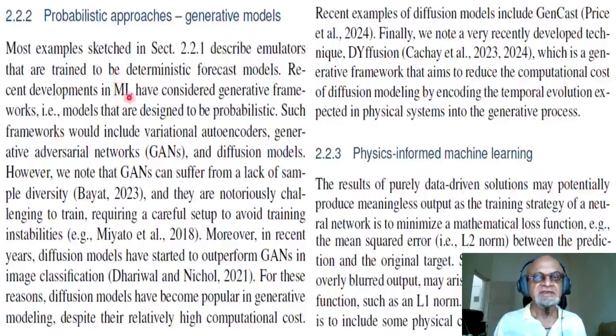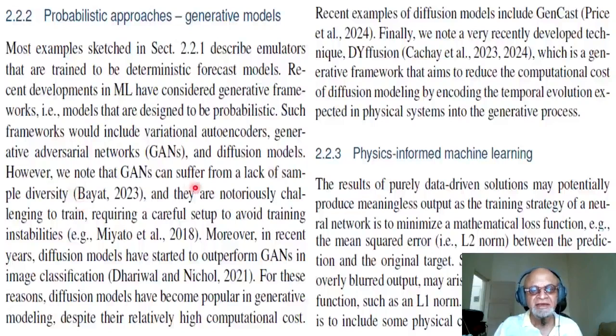Most examples sketched in section 2.2.1 that we looked at describe emulators that are trained to be deterministic forecast models. So just think of it as a single realization of a forecast. Recent developments in ML have considered generative frameworks, i.e. models that are designed to be probabilistic, which means you get multiple realizations. Such frameworks would involve variational autoencoders, generative adversarial networks, GAN, and diffusion models. Technical terms, so let's not worry about it.